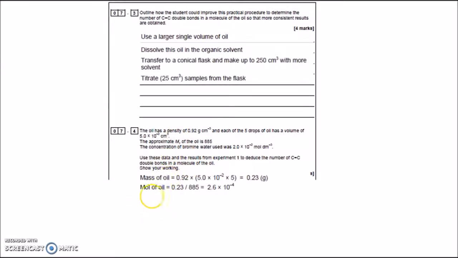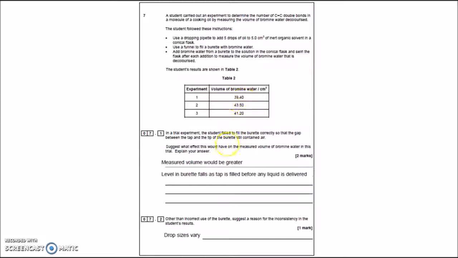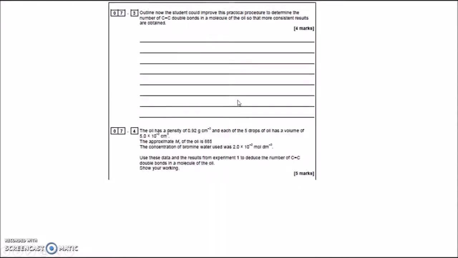So concentration is moles divided by volume. Moles is concentration multiplied by volume. So I take the concentration, 2.0 times 10 to the minus 2, and then multiply by the volume, which is 39.4, and I'll come out with the number of moles. However, this in centimeter cubed needs to be in decimeter cubed, so I need to divide by 1,000. So 39.4 centimeter cubed is 0.0394 divided by 1,000. That's the volume I use, 0.0394.